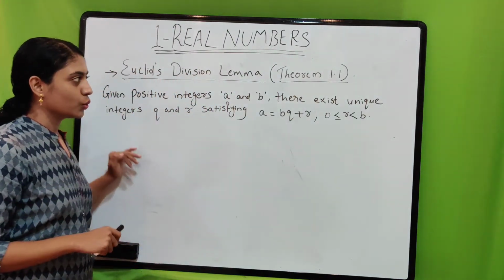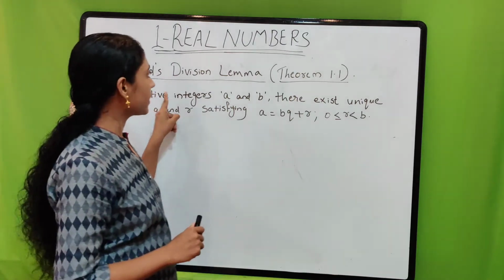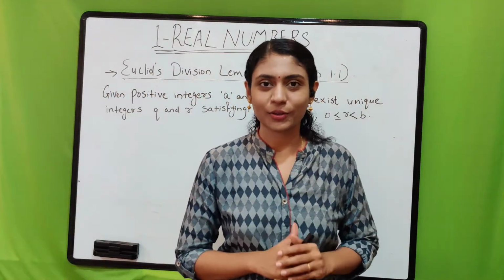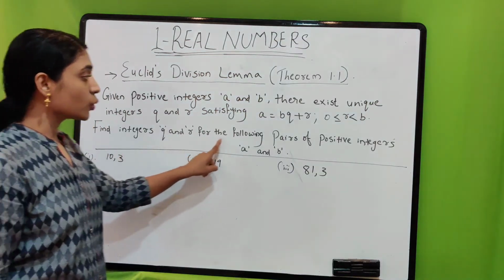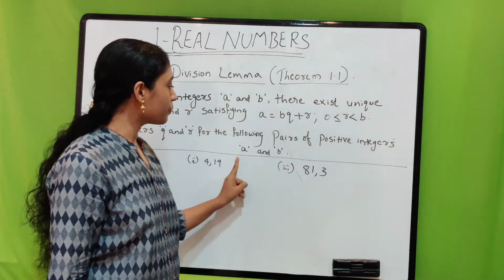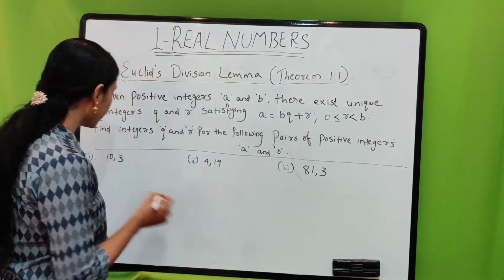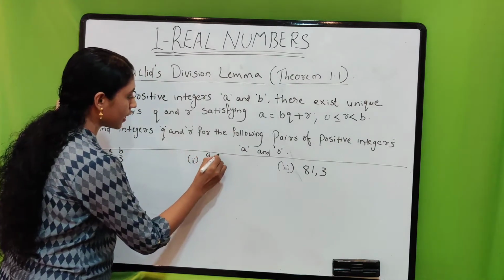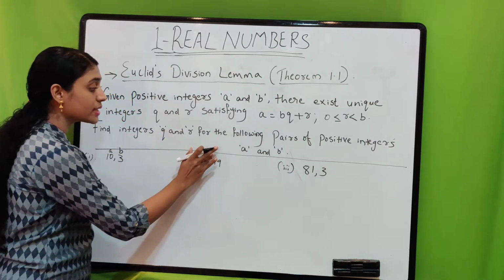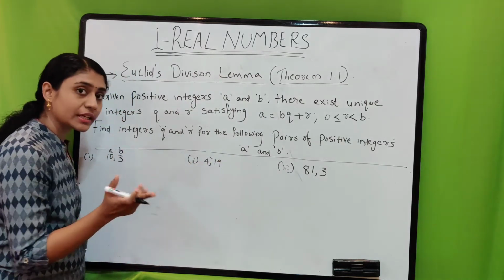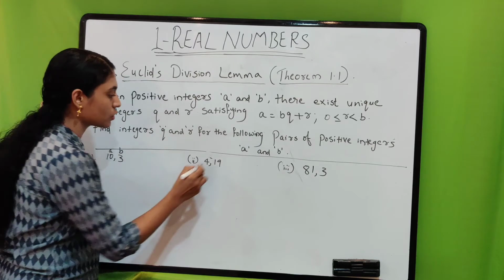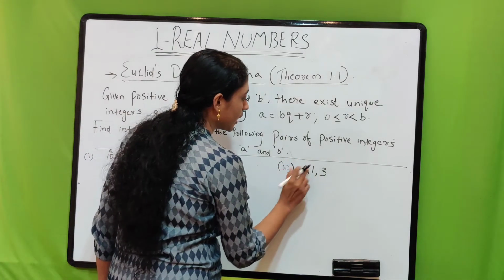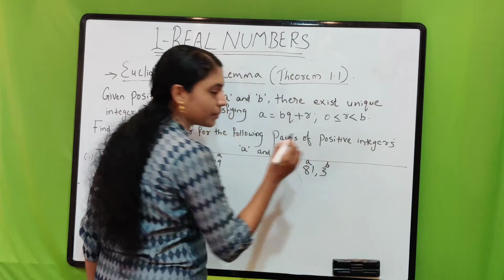Now we can do some more examples regarding Euclid's division lemma, and then we can go to Euclid's division algorithm. Friends, find integers Q and R for the following pairs of positive integers A and B. We have to find out which one is A and which one is B. Usually we take the largest number as A. So here A is 90 and B is 4. In this case, the largest number 81 is A, and this is B.